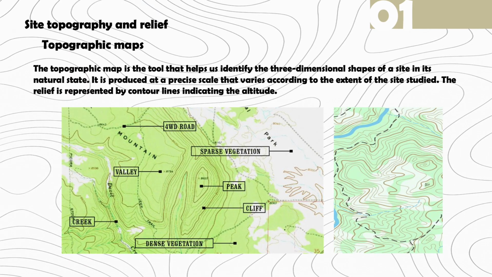We can identify site topography using topographic maps. It is a tool that helps identify the 3-dimensional shapes of a site in its natural state. It is produced at a precise scale, which varies according to the extent of the site studied.